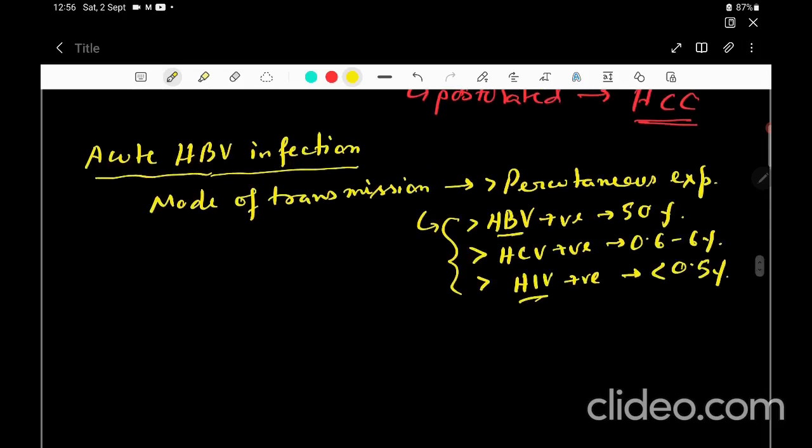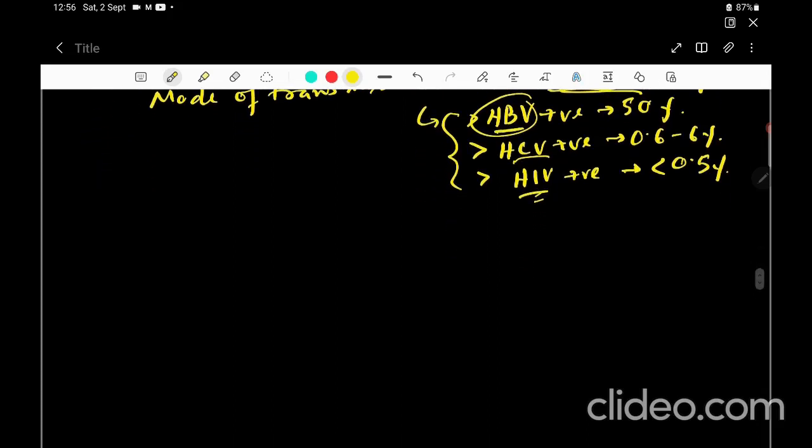So the first thing, when you have such a history of a patient, you should be suspecting and going for workup, which should be your HBV. You should never miss HBV. Along with HBV, you can go for testing HCV and HIV, but HBV you should never miss in clinical situations.